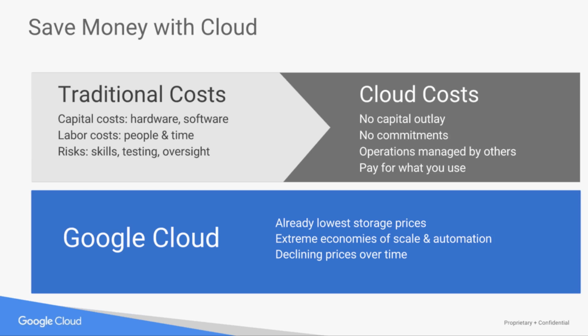Compared to the traditional cost of outlaying capital and hardware, paying people and taking on all kinds of risks because you're doing it yourself, with cloud you pay for what you use, you don't have commitments, and you allow us to be the experts in managing and mitigating your infrastructure. And Google Cloud in particular, for storage, already has the lowest prices, between 13 and 26% cheaper than other cloud vendors. We have extreme economies of scale based upon, again, those 7 services with 1 billion users, and incredible automation. And we are driving down, and will continue to drive down, the cost of storage, compute, and networking.